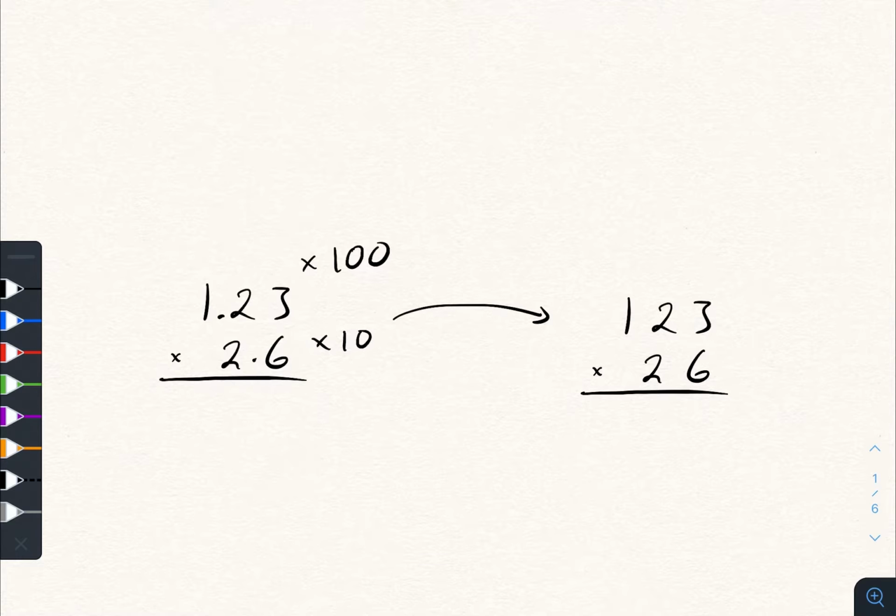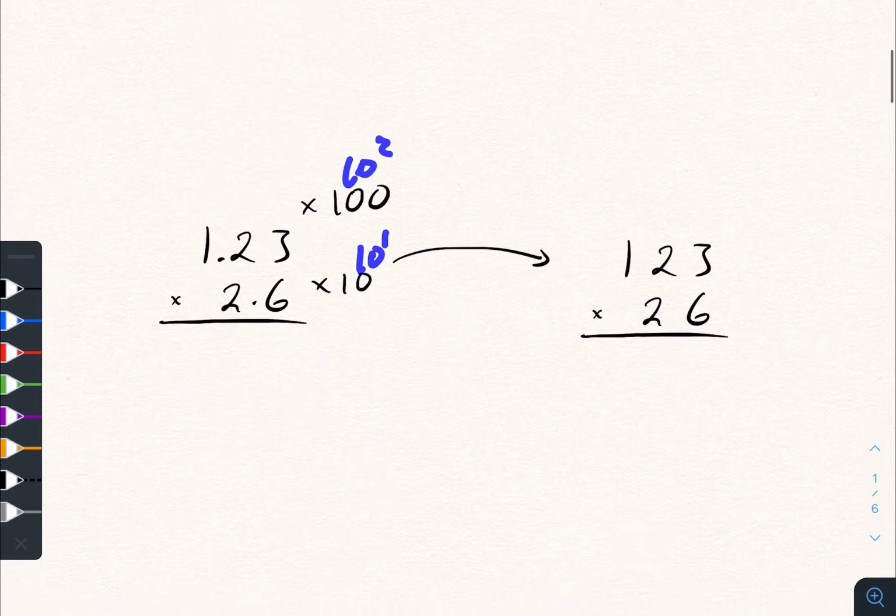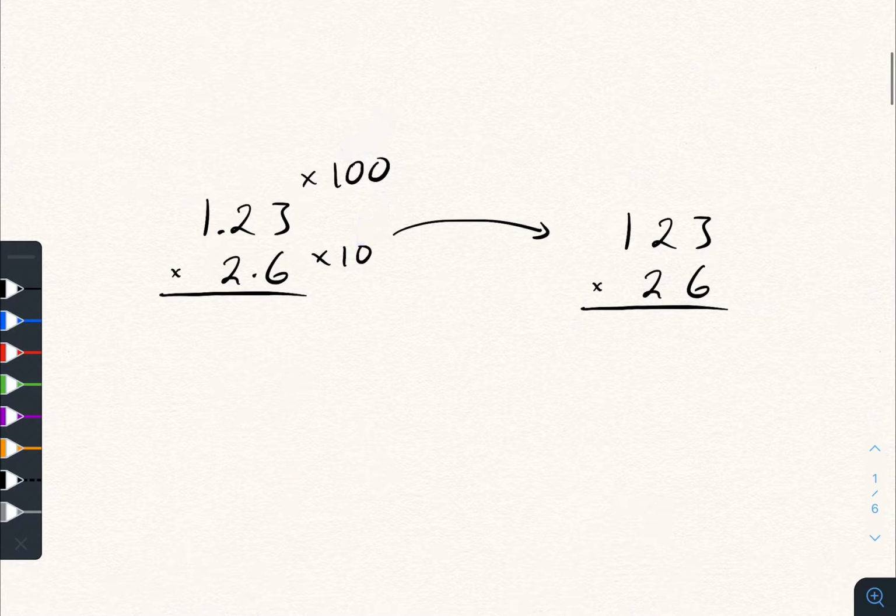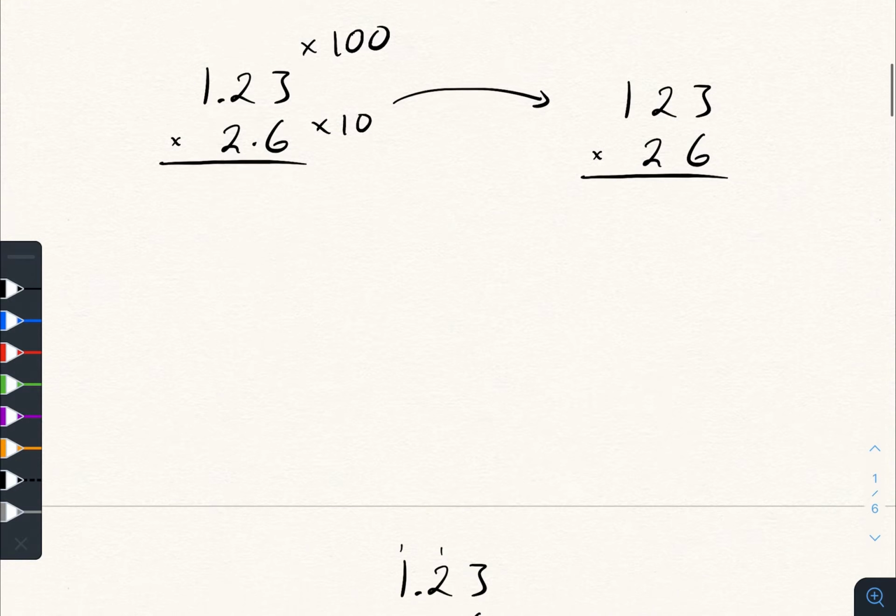So we're basically multiplying by 10 three times total, because this is like 10 squared and then 10 to the first. So there are 3 extra factors of 10 in there. And so at the end, once we get our final answer, we're going to have to divide that by 10 three times. That amounts to moving the decimal over 3 spots at the end.